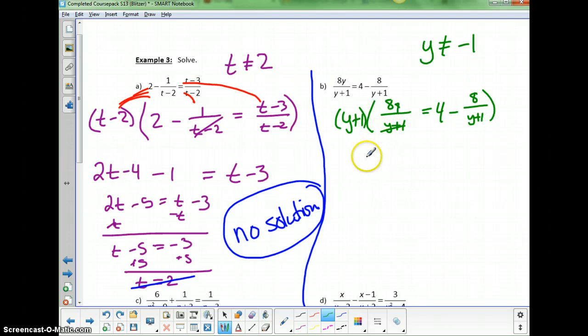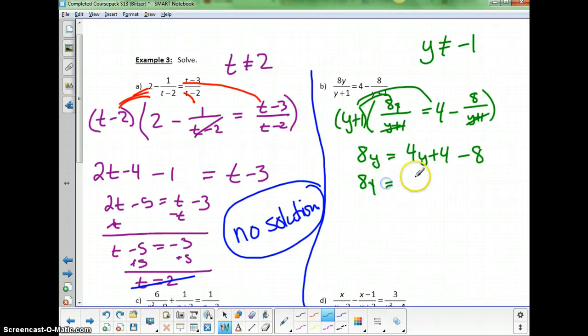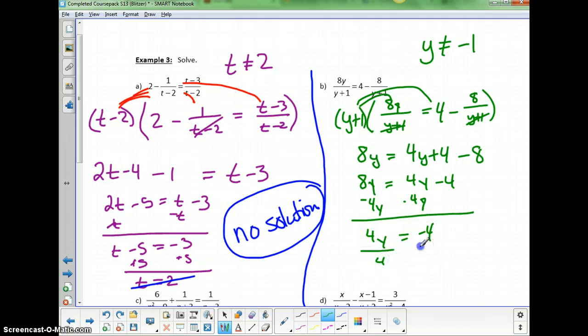Y plus 1 times y plus 1 is 1. Y plus 1 goes into y plus 1 one time, so that gives me 8y equals 4 times y plus 1 is 4y plus 4, minus y plus 1 goes into y plus 1 once, so 8. Combine like terms, 8y equals 4y minus 4. Subtract 4y from both sides. It gives us 4y equals negative 4. If you divide both sides by 4, you get y equals negative 1.